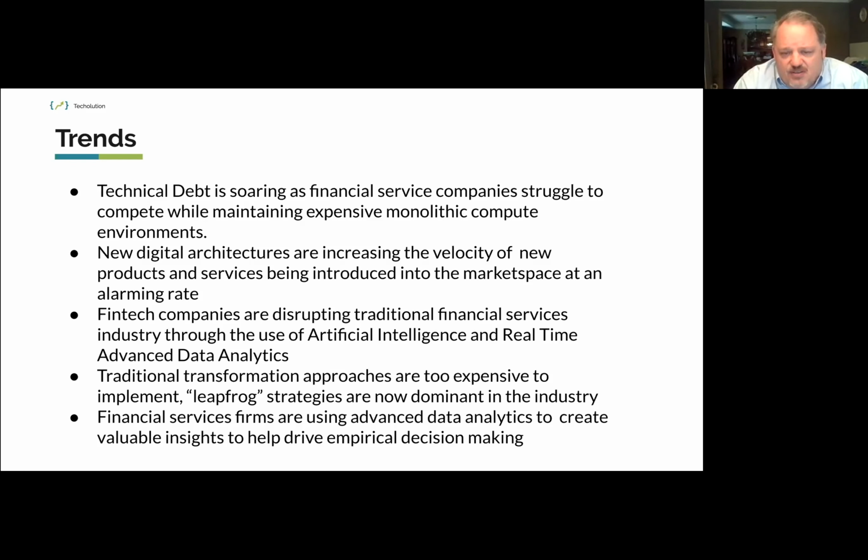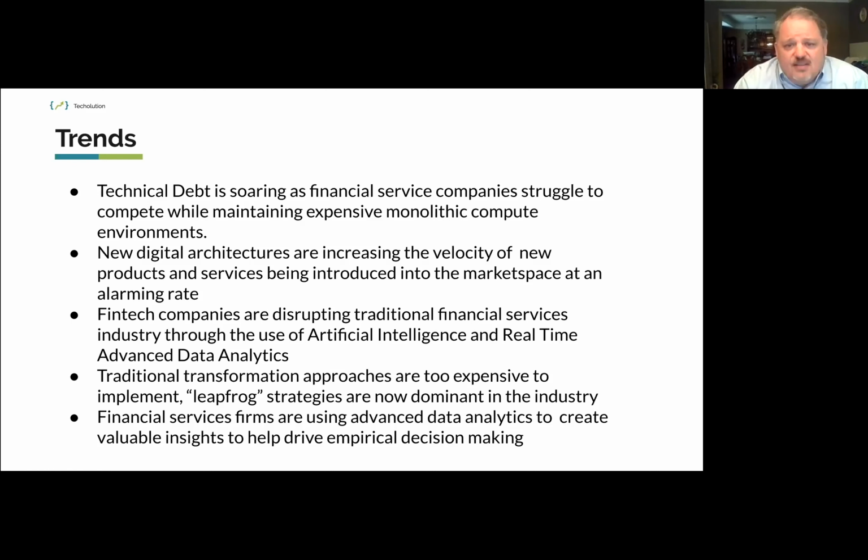One of the biggest challenges facing, and this is really the biggest trend in the financial services industry, is that technical debt within traditional financial services companies has soared over the last decade. And these large monolithic internal compute environments are just too expensive, and they're unable to support the newer technologies. As a result, they're putting a very large drag on financial budgets.